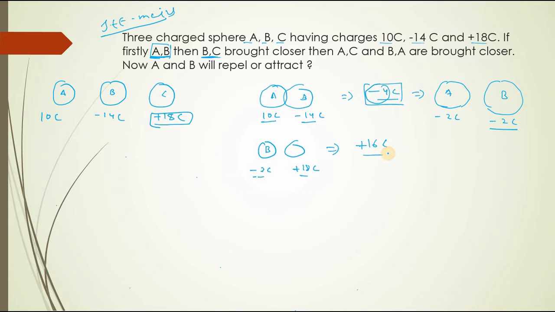This positive 16 coulomb of charge will get distributed equally between B and C, and now the system will show plus 8 coulomb of charge on this one and plus 8 coulomb of charge on this one.